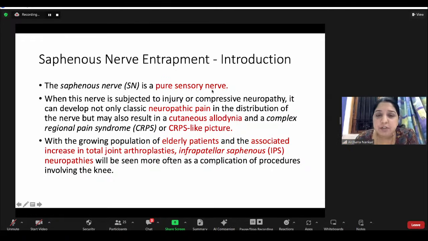The saphenous nerve is also another pure sensory nerve. When the nerve is subjected to injury or compressive neuropathy, it can develop not only classical neuropathic pain in the distribution of the nerve, but also cutaneous allodynia, and it may sometimes mimic CRPS, complex regional pain syndrome. Nowadays it is also common in elderly patients undergoing TKRs, total knee replacement surgeries, because infrapatellar saphenous neuropathy, involving a branch of the saphenous nerve, occurs in these cases. So that is common nowadays.